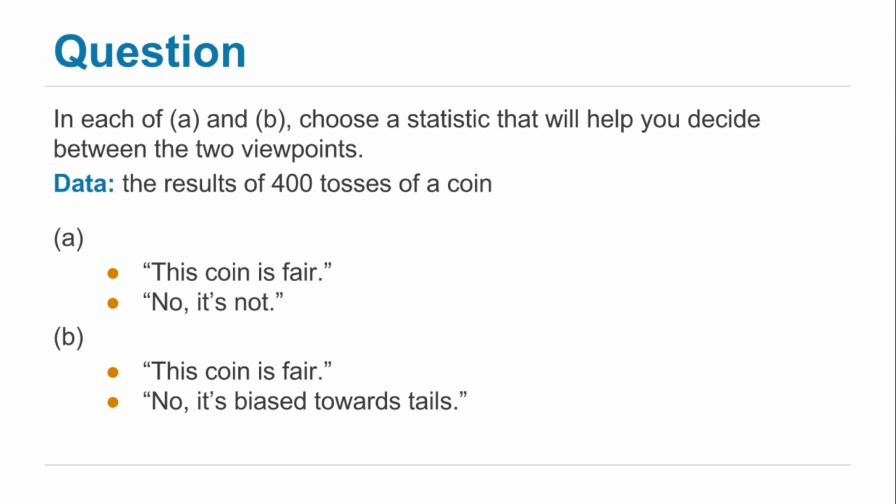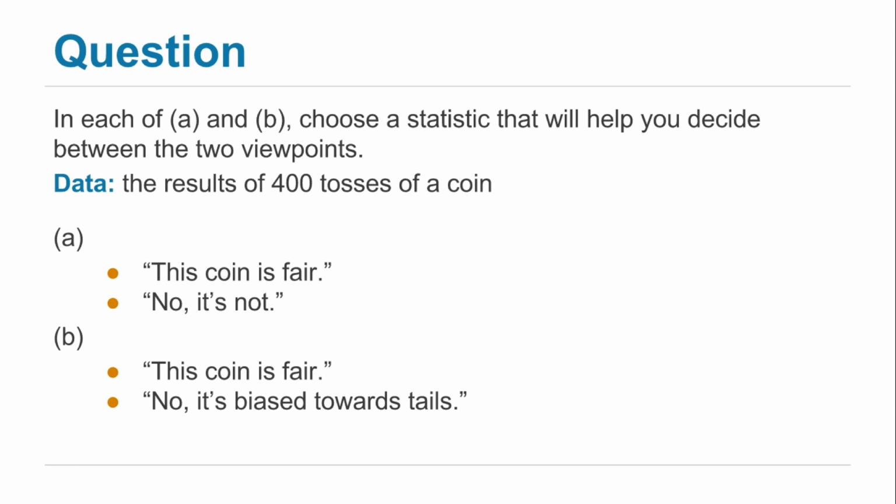Here, the data are results of 400 tosses of a coin, which we ask you to imagine, and you have two questions to answer. In part A, the choice of viewpoints is the coin is fair versus no, it's not. In part B, the choice is between the coin is fair and no, it's biased towards tails. In each part, work out a statistic that will help you decide between one or the other.